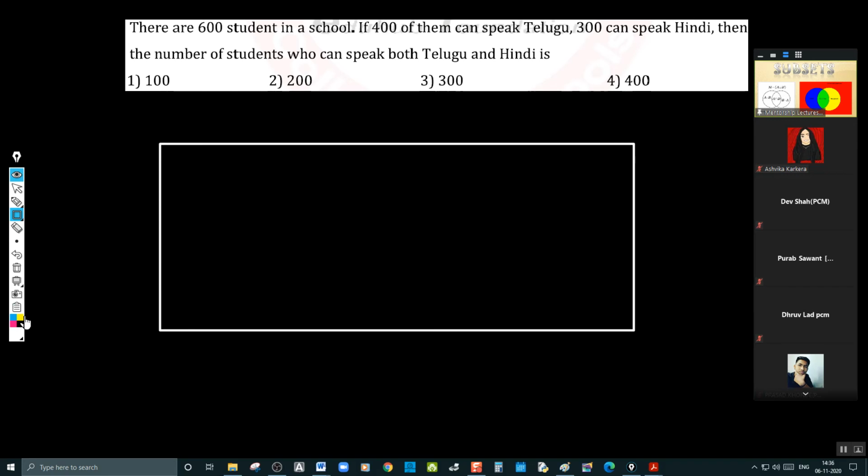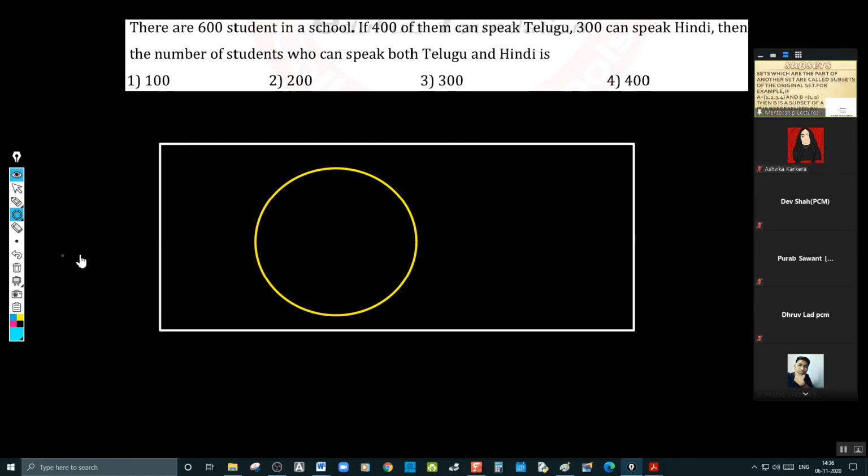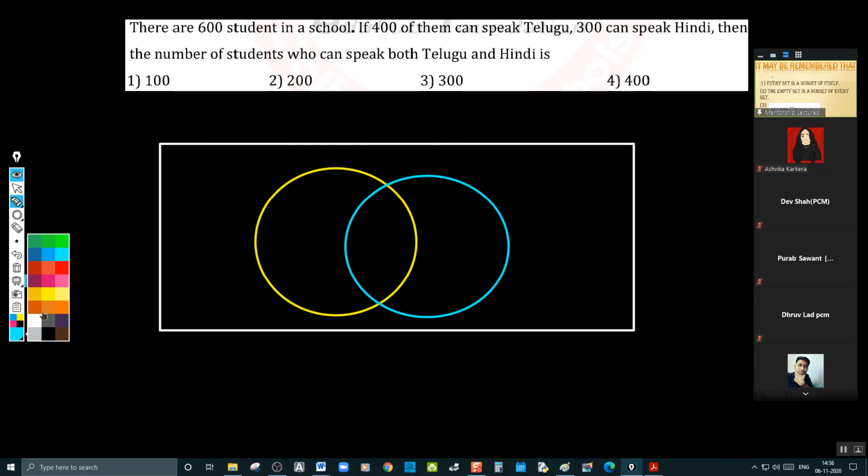Let me show you, like the previous diagram, Telugu speaking people with yellow and Hindi speaking people with some sky blue. Now let us mark it. Sir, 100. This is Telugu speaking people and this is Hindi speaking people.